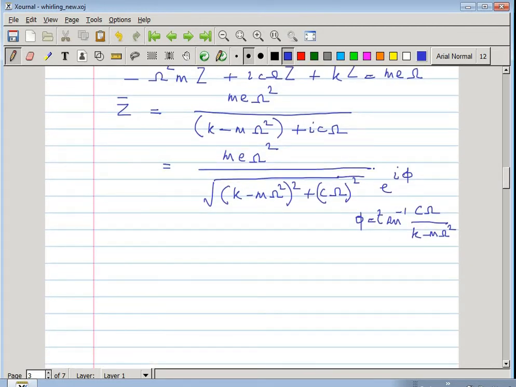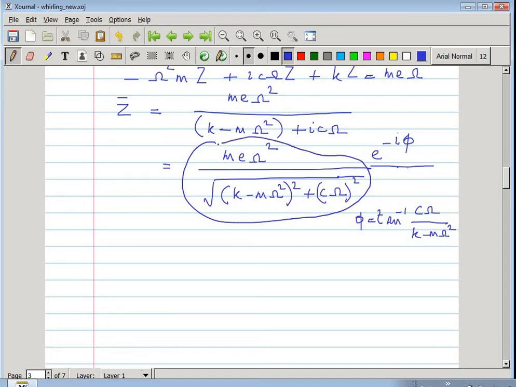If you take this e to the power i phi to the numerator, it becomes e to the power minus i phi. So this Z bar has an amplitude of this and a phase of minus phi. So this we call capital Z, so this is Z into e to the power minus i phi. Z is real.